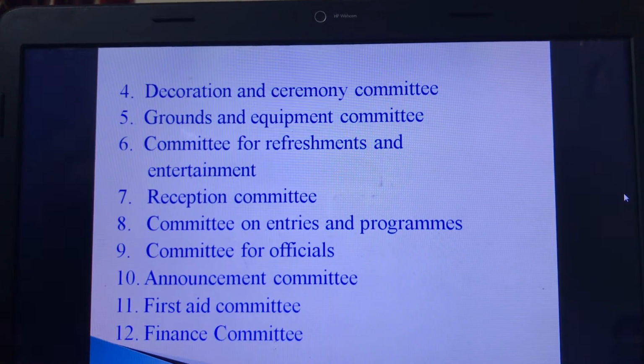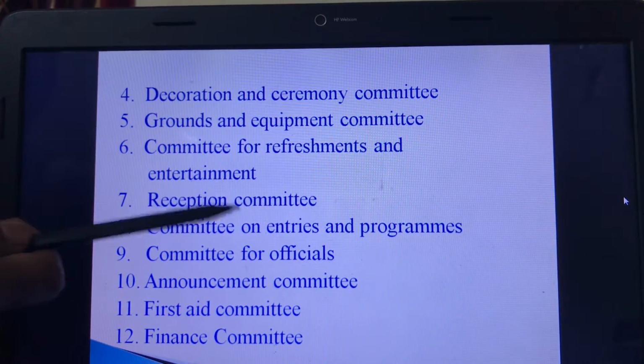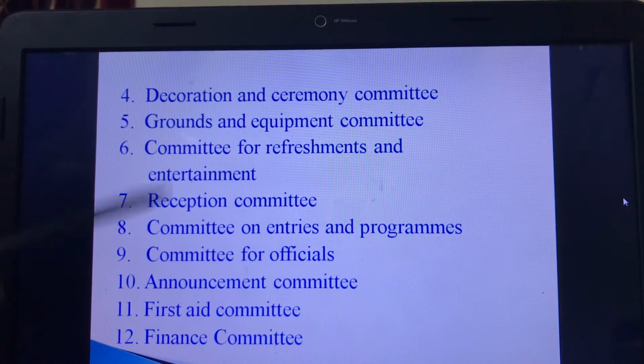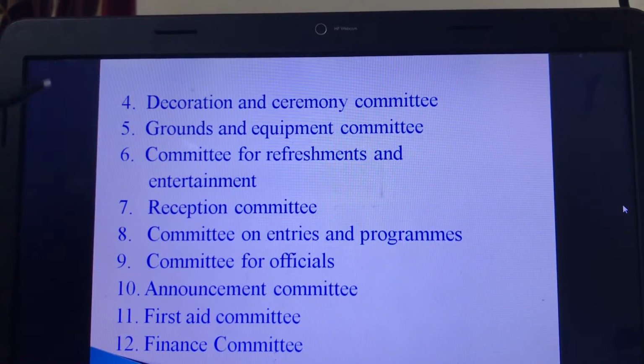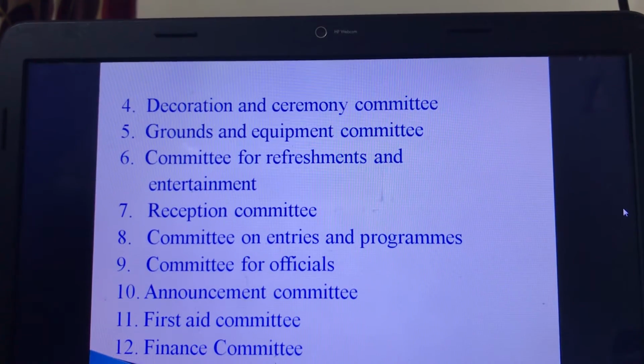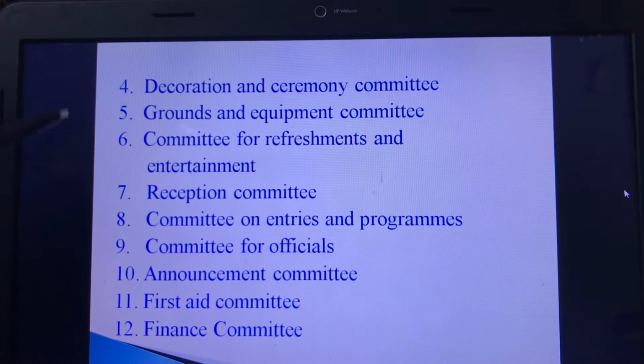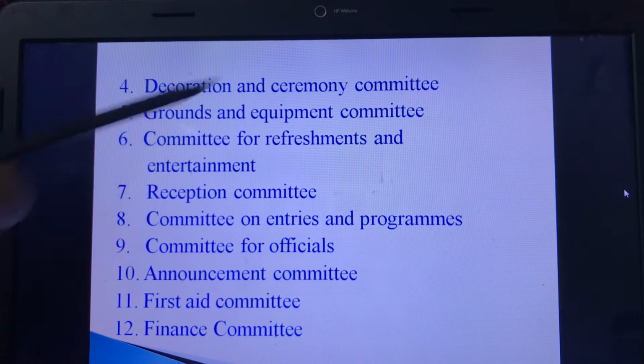And the reception committee, some people will be sitting at the entrance of the stadium, and they will be welcoming our chief guest of honor, and the players and the officials, maybe spectators. That is their duty, and giving them instructions.